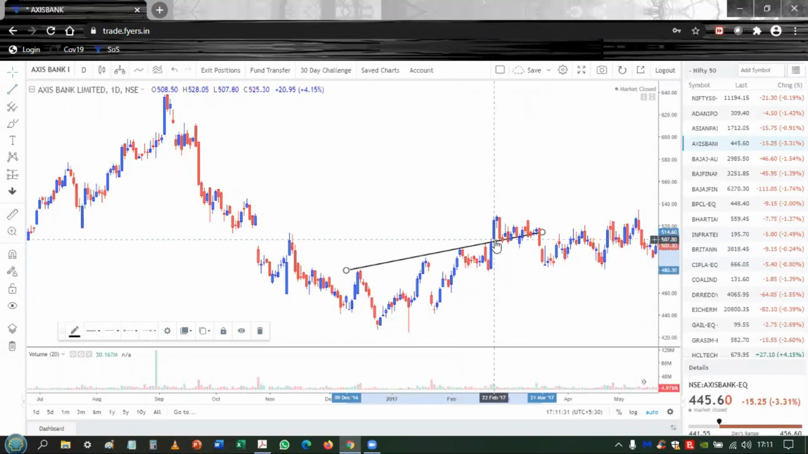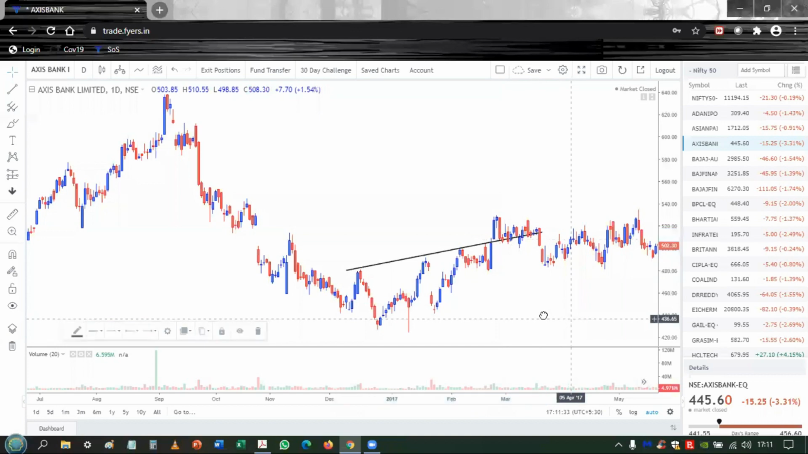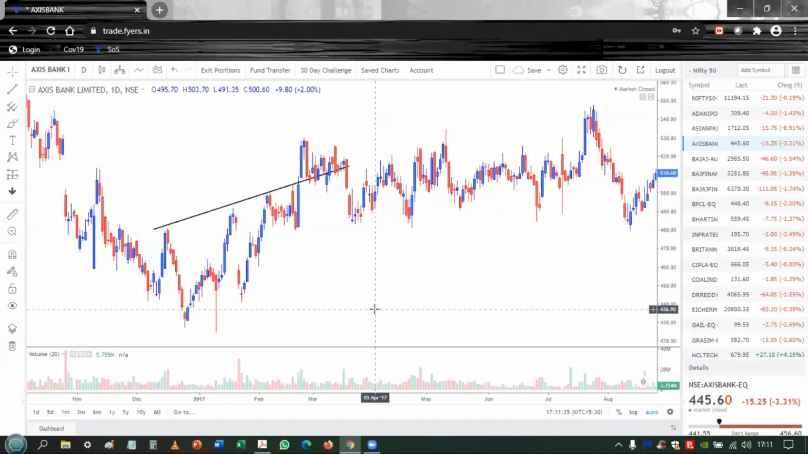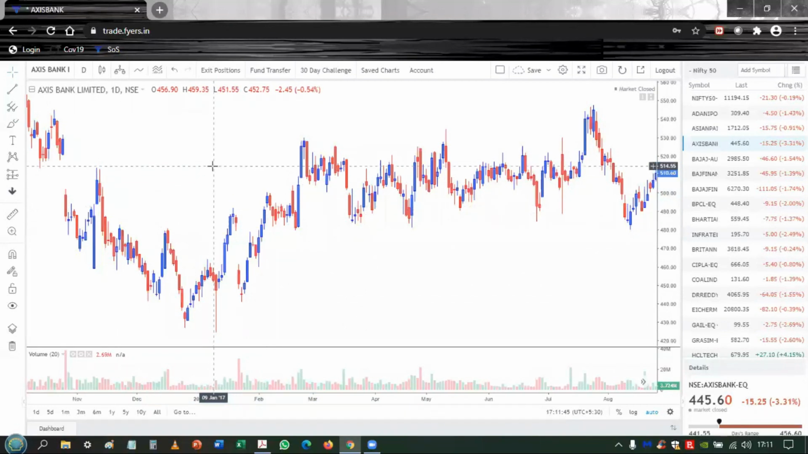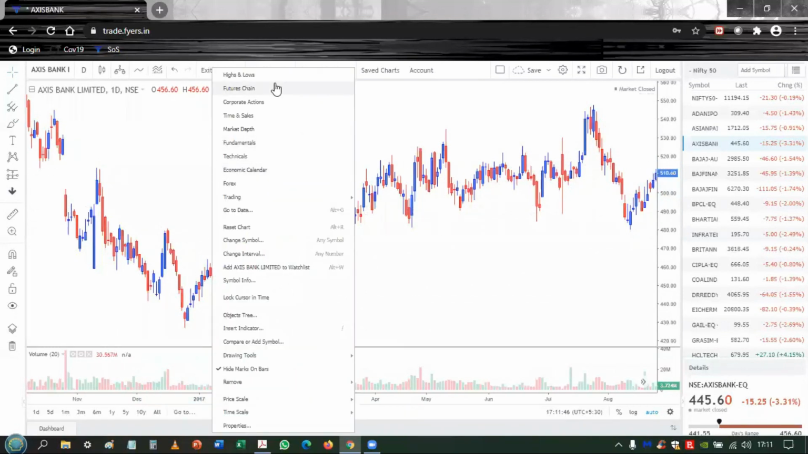Then there is a breakout over here. After the breakout, price consolidated for a few days. Later on, there was heavy consolidation. So in this particular case, even after the breakout, price was consolidating for a very long period of time. So nothing much happened.